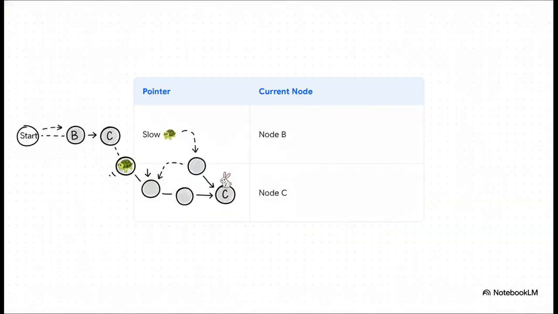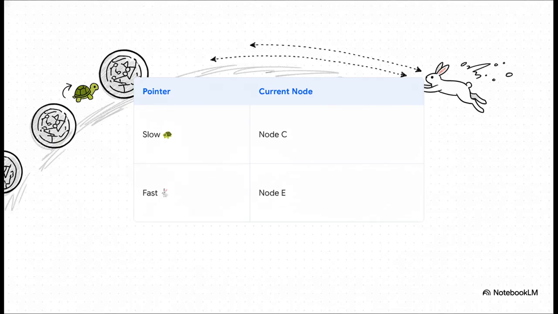Okay, let's watch this in action. And they're off. They both start at the head. After the first step, our slow pointer is at the second node, B, and our fast pointer, having jumped 2 spots, is already at node C. On to step 2. The slow pointer plods along to node C. The fast pointer takes another 2 big leaps and lands all the way down at node E. It's pulling away, just like you'd think.